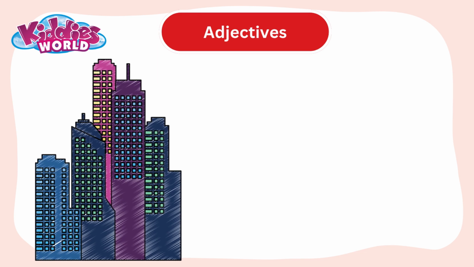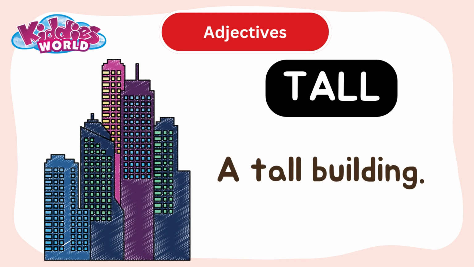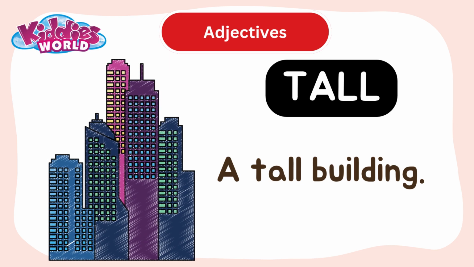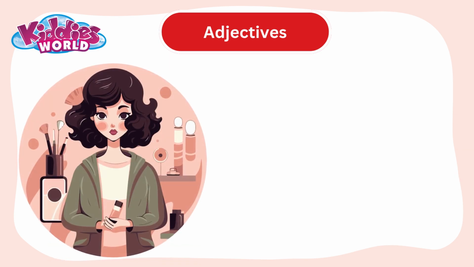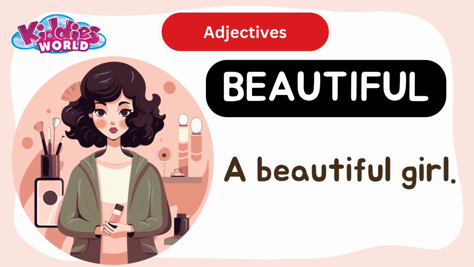Fantastic. Look at this building. Adjective, tall. Sentence: This is a tall building. Amazing, now see this girl. Adjective, beautiful. Sentence: This is a beautiful girl.